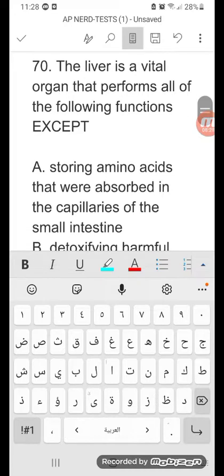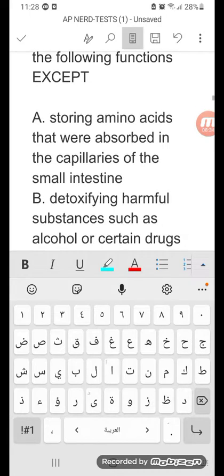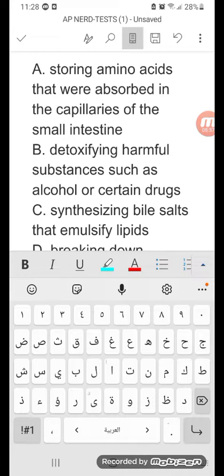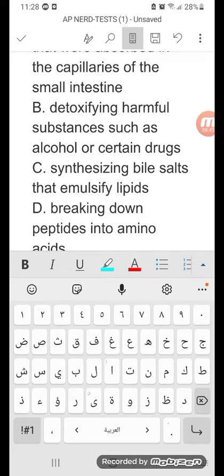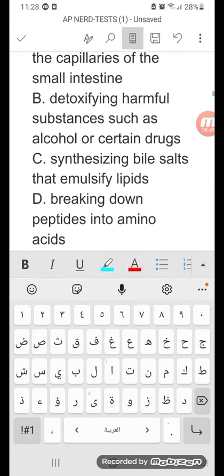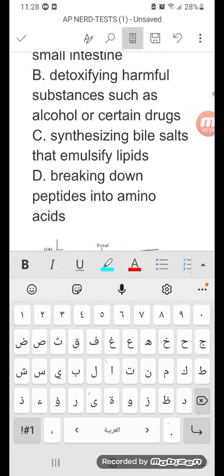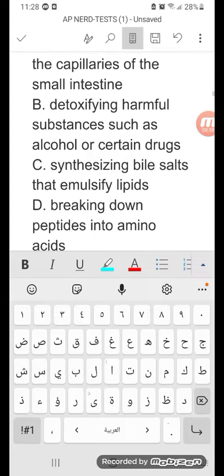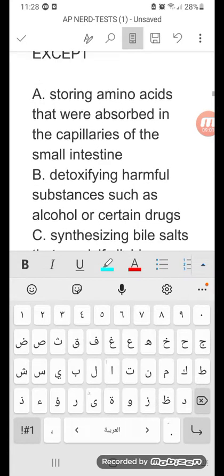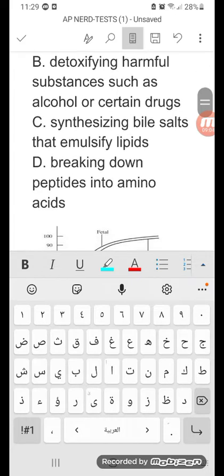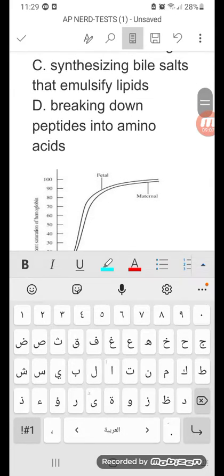The liver is a vital organ that performs all the following functions except storing amino acids that were absorbed in the capillaries of the small intestine, detoxifying harmful substances, synthesizing bile, breaking down... Okay, they do synthesize bile, they do detoxification. This is function number 1 of the liver. They store amino acids that were absorbed, yes, but they don't break down peptides into amino acids. That happens in the small intestine.